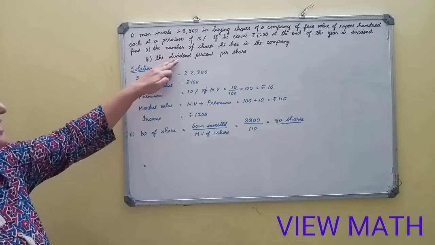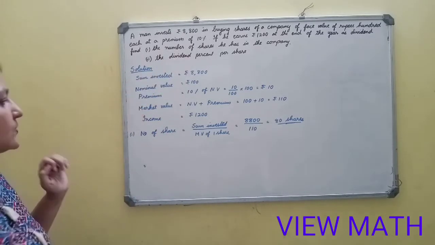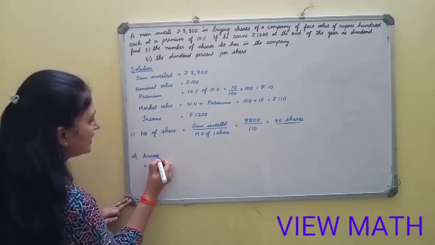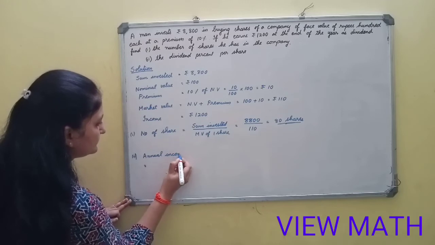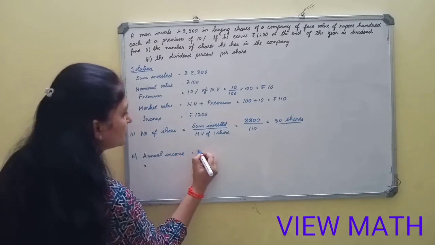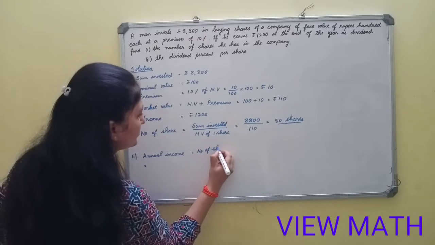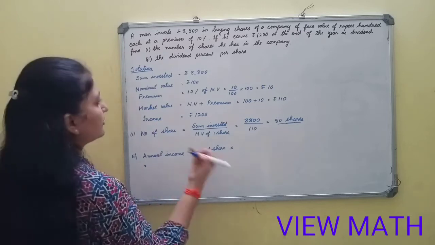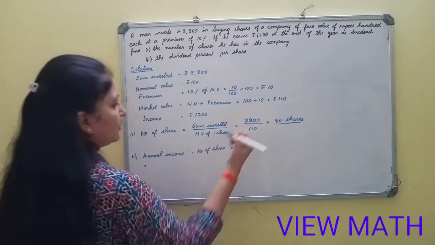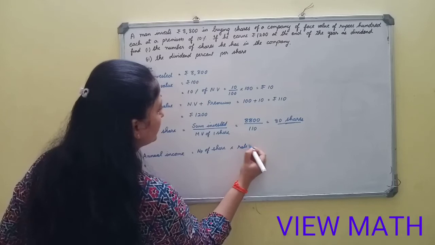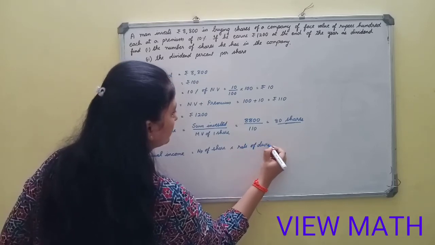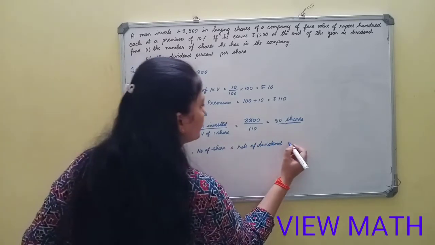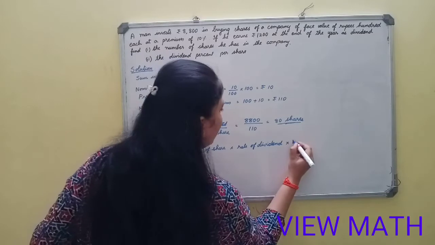Next they are asking us to find out the dividend percent per share. This is also very simple. We'll use the formula which we know to find out annual income. Annual income is equal to number of shares into rate of dividend into nominal value. I know annual income is 1200, number of shares we just found out, and the rate of dividend we have to find out.